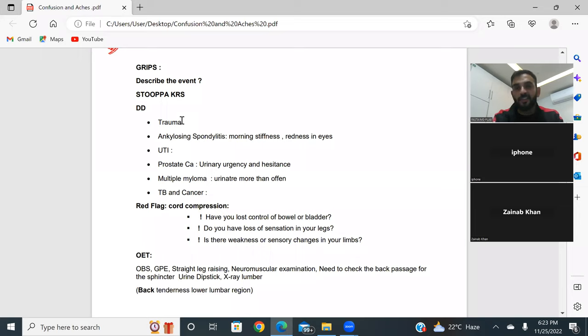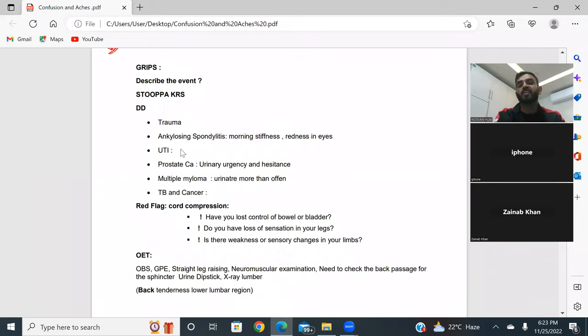Always, trauma is the first. Then you will be asking about ankylosing spondylitis, any morning stiffness. You will not assume that because the patient has fallen down, it can only be because of this. You will be asking other questions as well. DD questions, what are they? Morning stiffness, redness in your eye. While describing the event, you will be asking questions: what did you do after that? Okay, were you conscious at the time? Have you taken anything for that? Did you receive any treatment after that? Maybe he has seen somebody before that. Ask anything about the event.